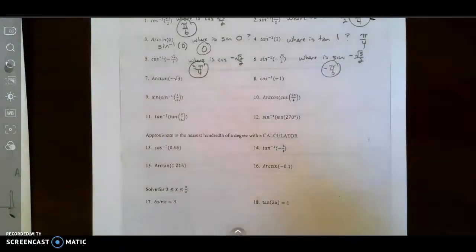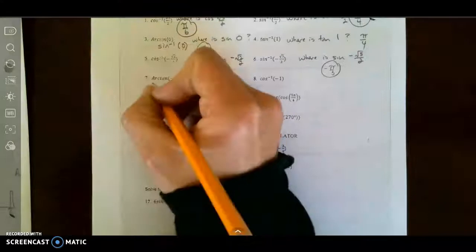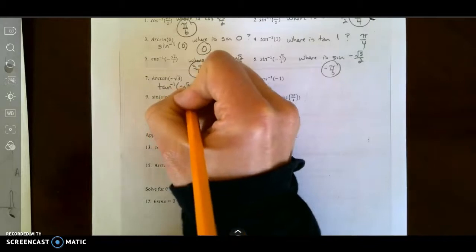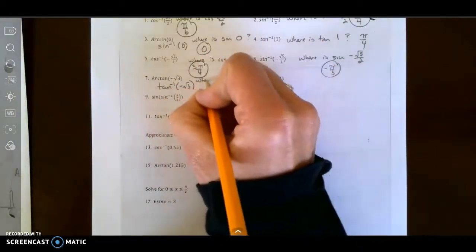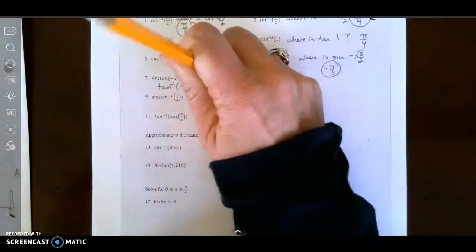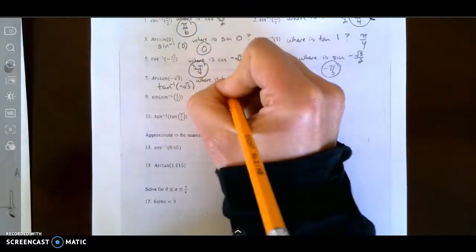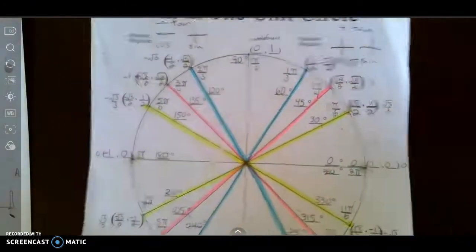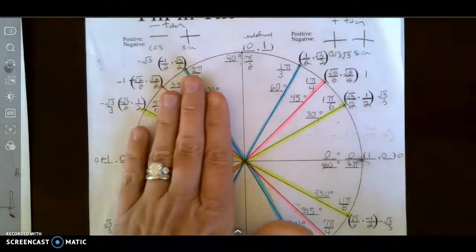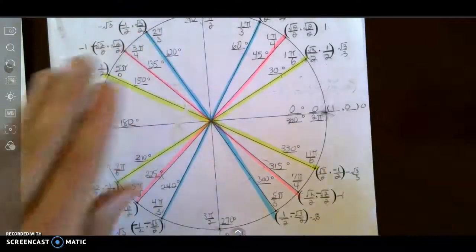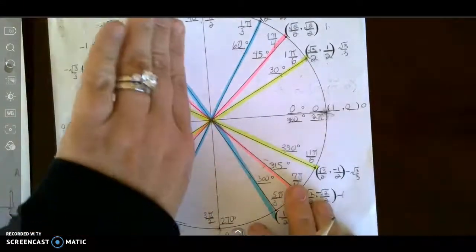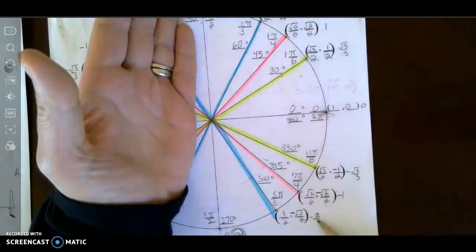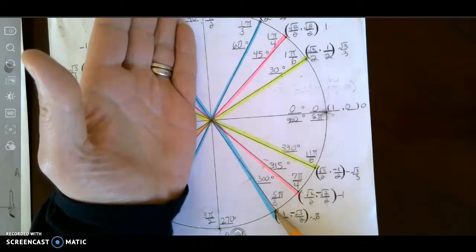This next problem says arctan of negative square root of 3, which means inverse tangent of negative square root of 3. So it's asking where is tangent negative square root of 3. So I look at my unit circle, and inverse tangent is only on the right side. I'm not looking at the left side of the circle at all. It's like it's not even there. And I want a tangent with a negative square root of 3. It's right there at 5 pi over 3.